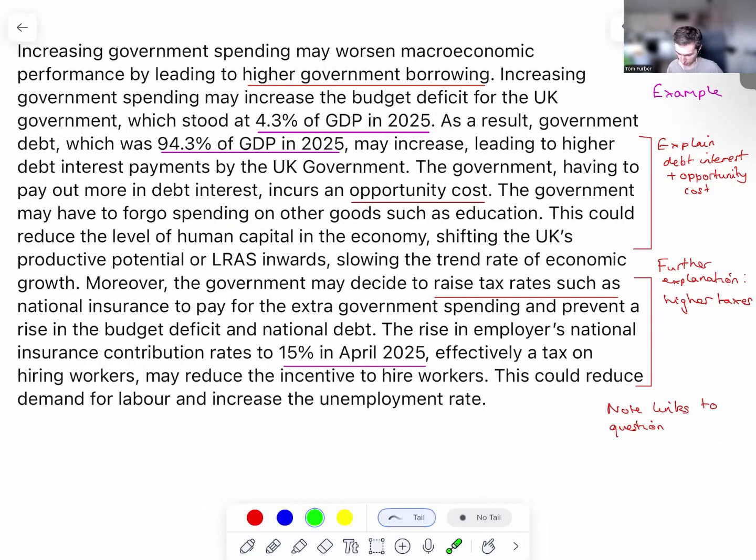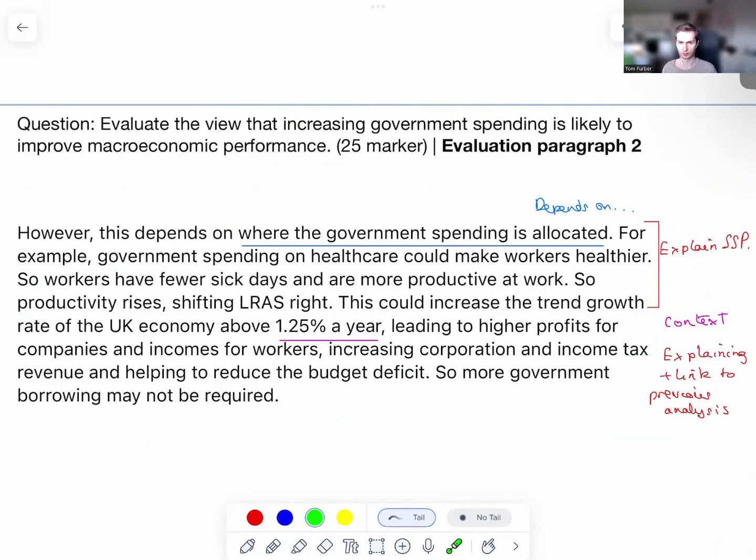I've mentioned the unemployment rate increasing, and I've also mentioned the rate of economic growth possibly falling due to this opportunity cost point. My second evaluation point, I'm going to consider that this might depend on where the government spending is allocated. So, for example, government spending on healthcare could make workers healthier, and so workers would have fewer sick days and they would be more productive at work, so productivity rises, shifting LRAS to the right.